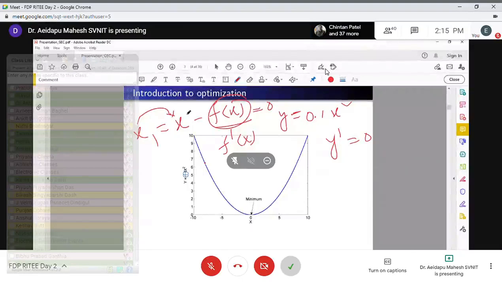until f of x becomes 0, and x1 is equal to x. So there is no further improvement in x, and you are going to get the minimum. So that is the standard Newton-Raphson method.